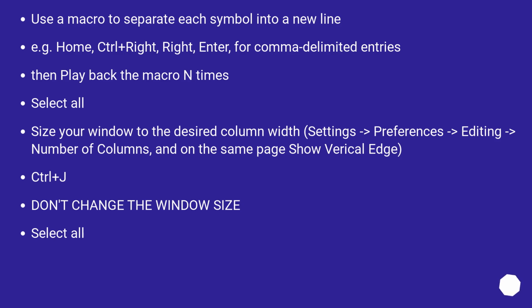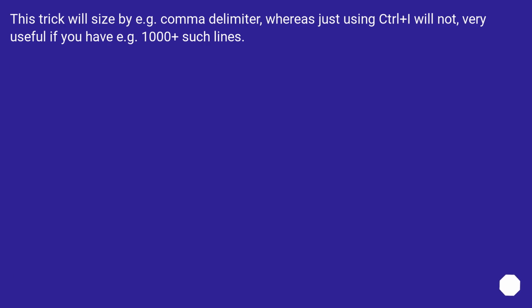Ctrl+J. Don't change the window size. Select all. Ctrl+I. This trick will size by, for example, comma-delimiter, whereas just using Ctrl+I will not. Very useful if you have, for example, 1000 plus such lines.